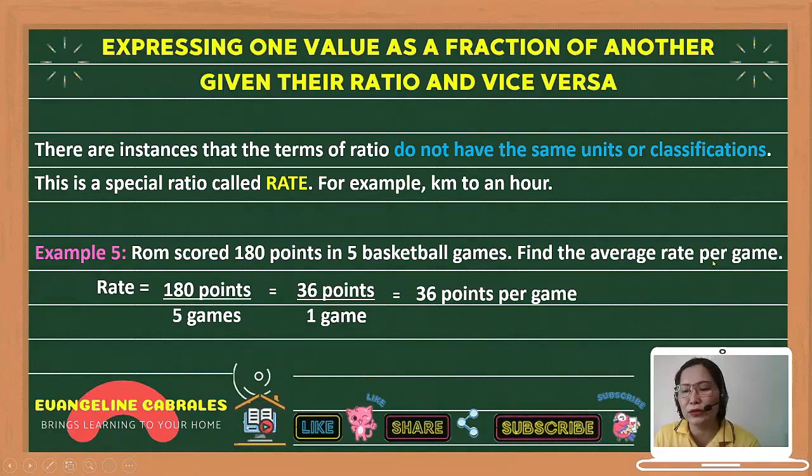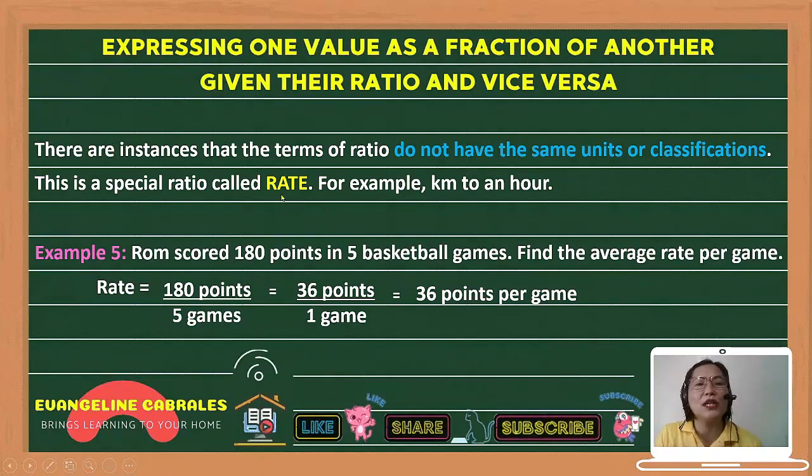So, nilagyan natin ng term na per kasi yun yung hinahanap. Ano? Yung average rate niya ay 36 points per game. That is how to show the rate kapag ang given ay ganito kung saan they do not have the same units or classifications.